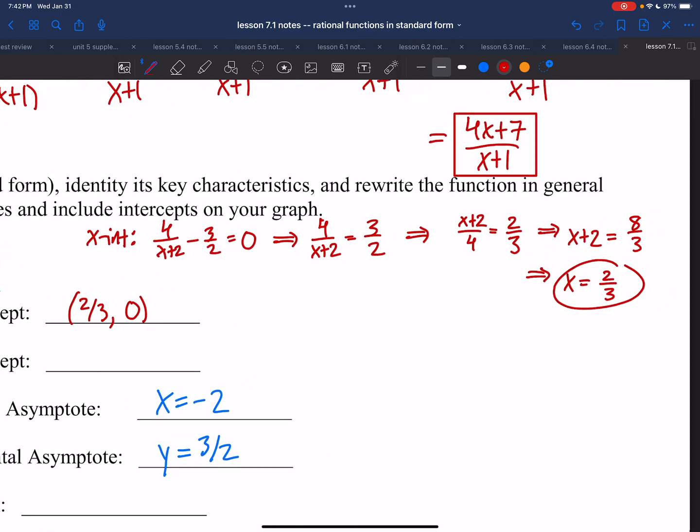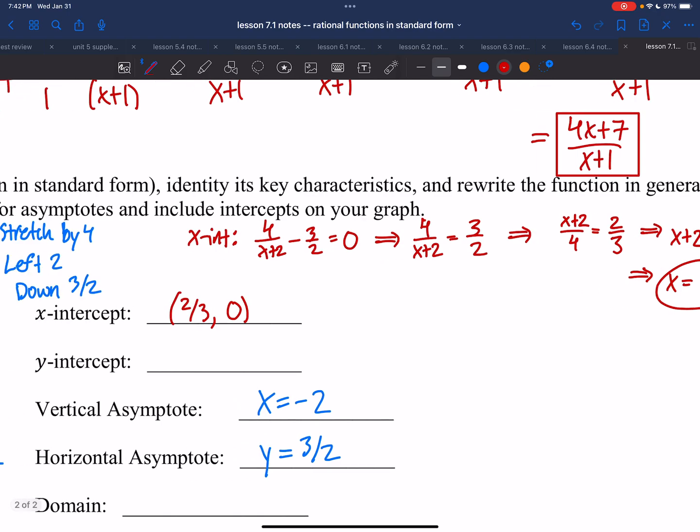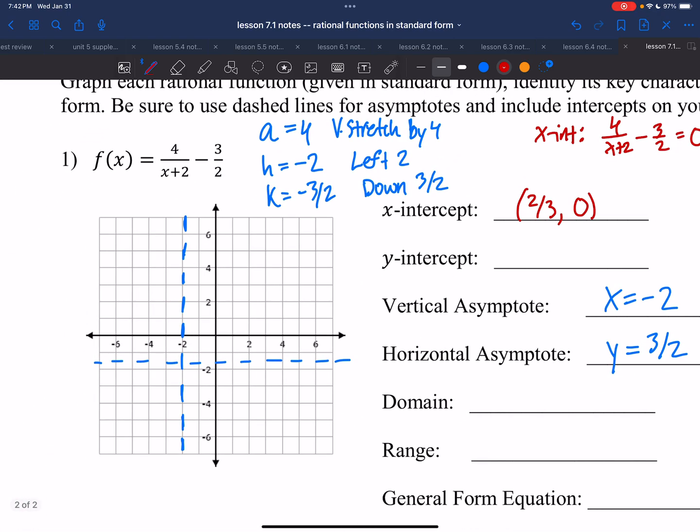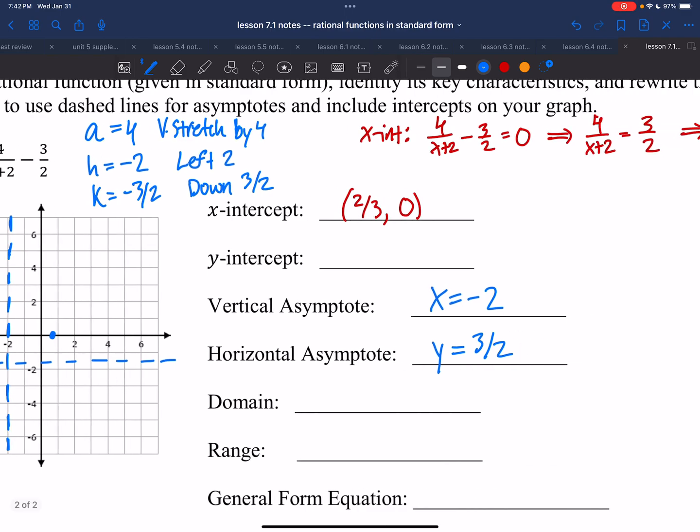If you want to pause the video and follow all that algebra, you're welcome to do so, yeah? And so I got 2/3 comma 0. That's about right here, just eyeballing it.